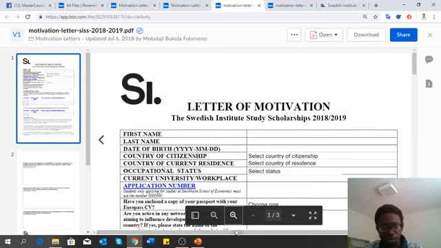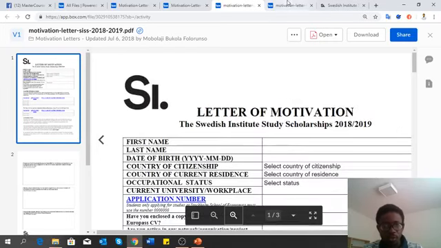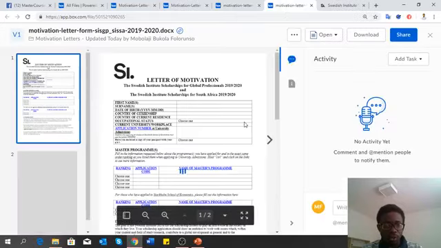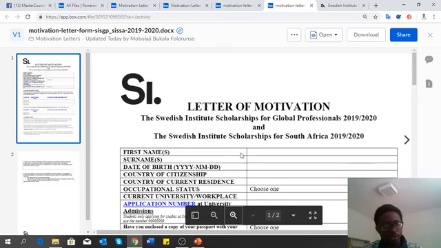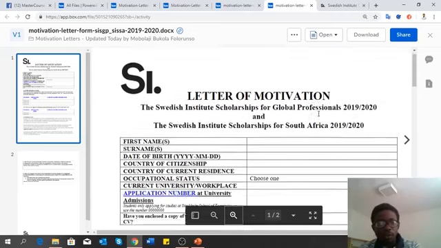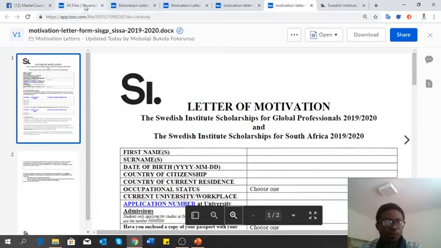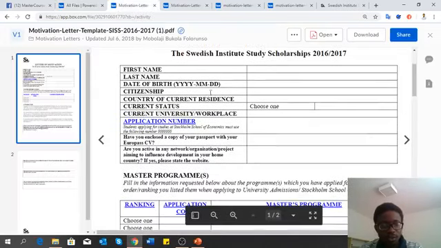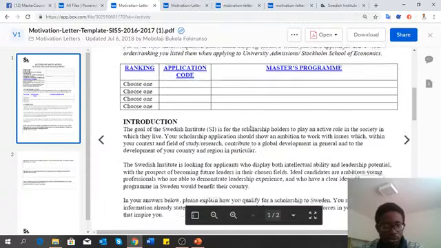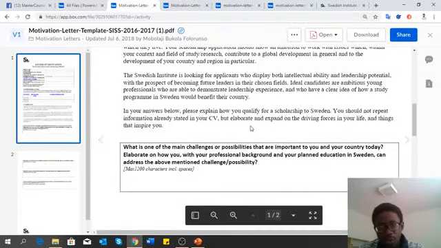Swedish Institute Study Scholarships 2018-2019, and that was the last one under that name. Now they changed the name to the Swedish Institute Scholarships for Global Professionals 2019-2020. Okay, so they first ask for basic information about you and the master's programs you're interested in. Then let's look at these questions.